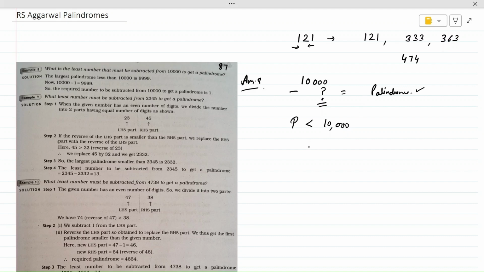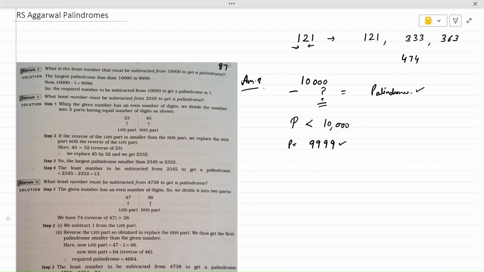So the very first number is 9999, four times 9. This is a palindrome number. If you read it from any side, right to left or left to right, it is the same, right? If you reverse the digits, it is the same. So this is the palindrome number.